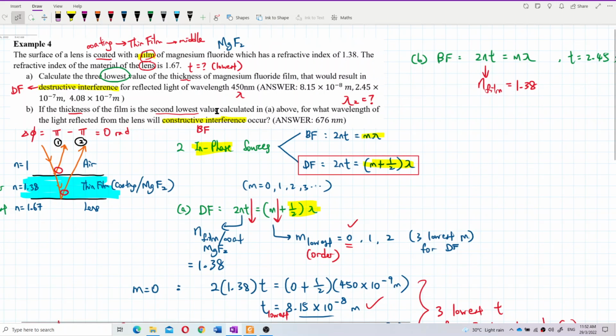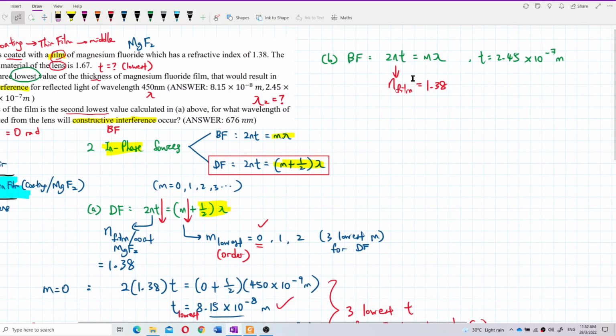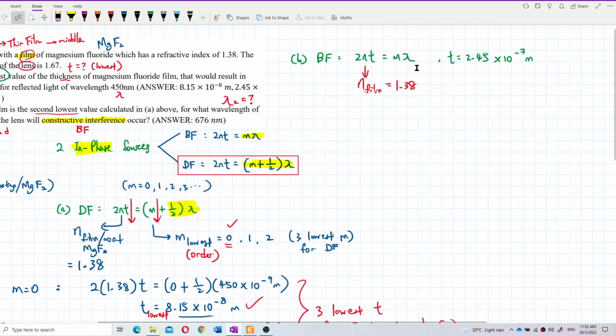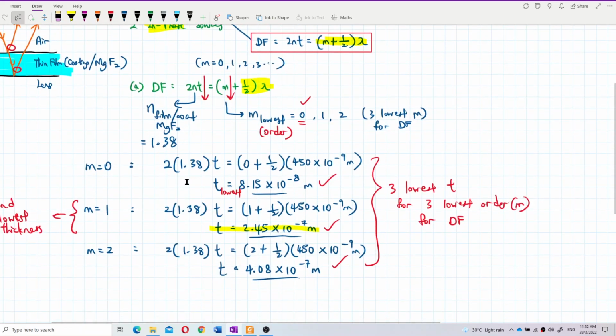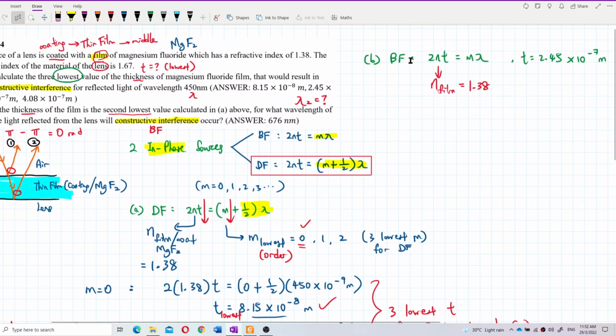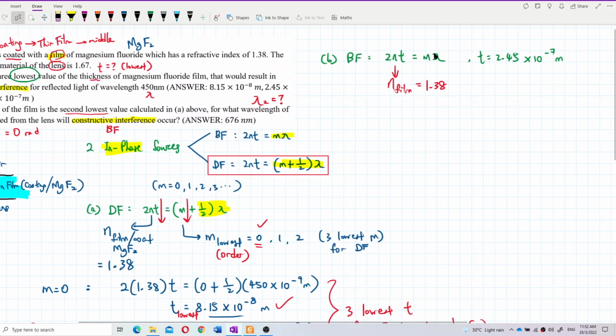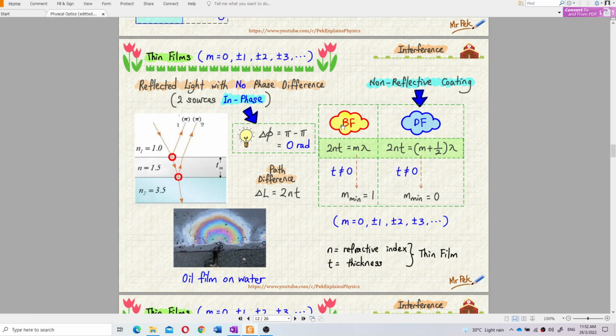For what wavelength will the constructive interference occur? So what's the order I should put here? By default this one should be order 1. Put order 1, same with this one. Order 1, because the order starts from 1 for bright fringe. The thickness cannot be 0, so M cannot equal 0.